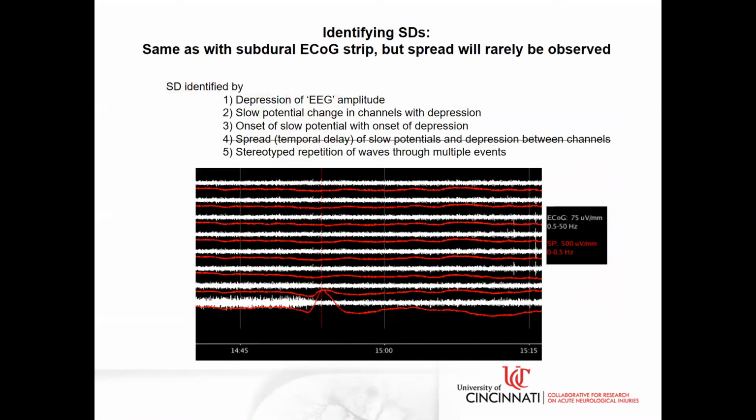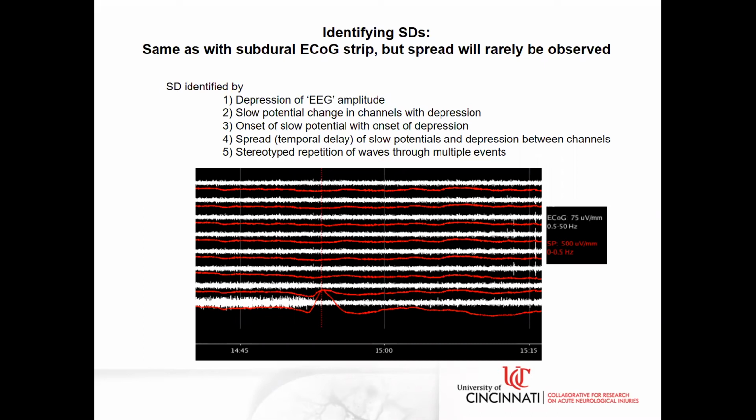And the identification of SDs in depth electrode recordings is basically the same as in subdural ECoG strip recordings. There are the 5 criteria. There's just one really that doesn't apply, and that is the spread of slow potentials and depressions between adjacent channels. And it's easy to understand why that doesn't apply, because with a depth electrode, you're essentially sampling one point in cortex, whereas with a subdural strip, you're sampling 5 centimeters and have the opportunity to see a time delay of occurrence between adjacent electrodes. That's not the case with the depth recording.